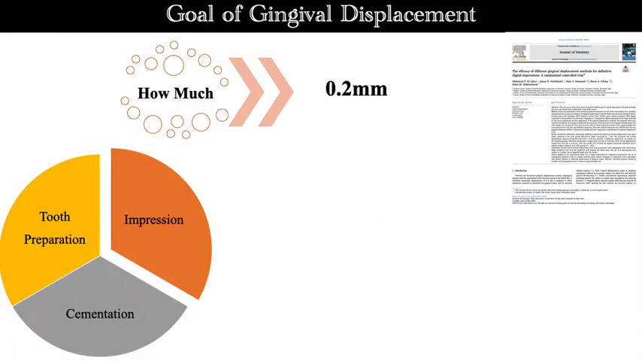Now, the goal of gingival displacement. The goal is definitely to deflect the sulcular epithelium or the gingival sulcus away from the tooth, and how much away would be 0.2 millimeter. Some of the articles, or the literature, also give this figure in a different unit, and they would have mentioned it as 200 μm. It's also the same.